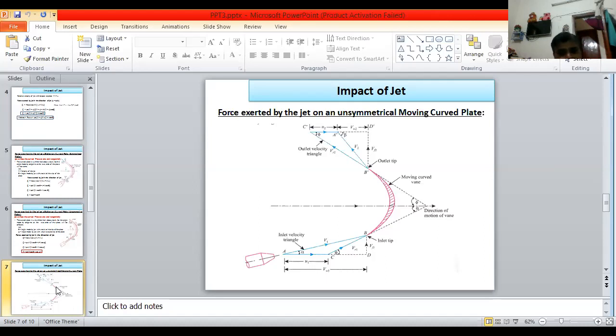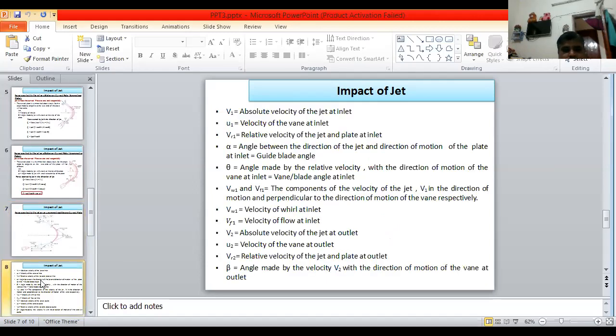Now at inlet, the point is A, velocity is v1. This is the inlet velocity triangle. Alpha is the angle here, theta is the angle here, Vf1, Vr1. Now the outlet velocity triangle: u2, Vw2, phi, beta, Vf2, v2, Vr2, etc. Now let us discuss one by one.